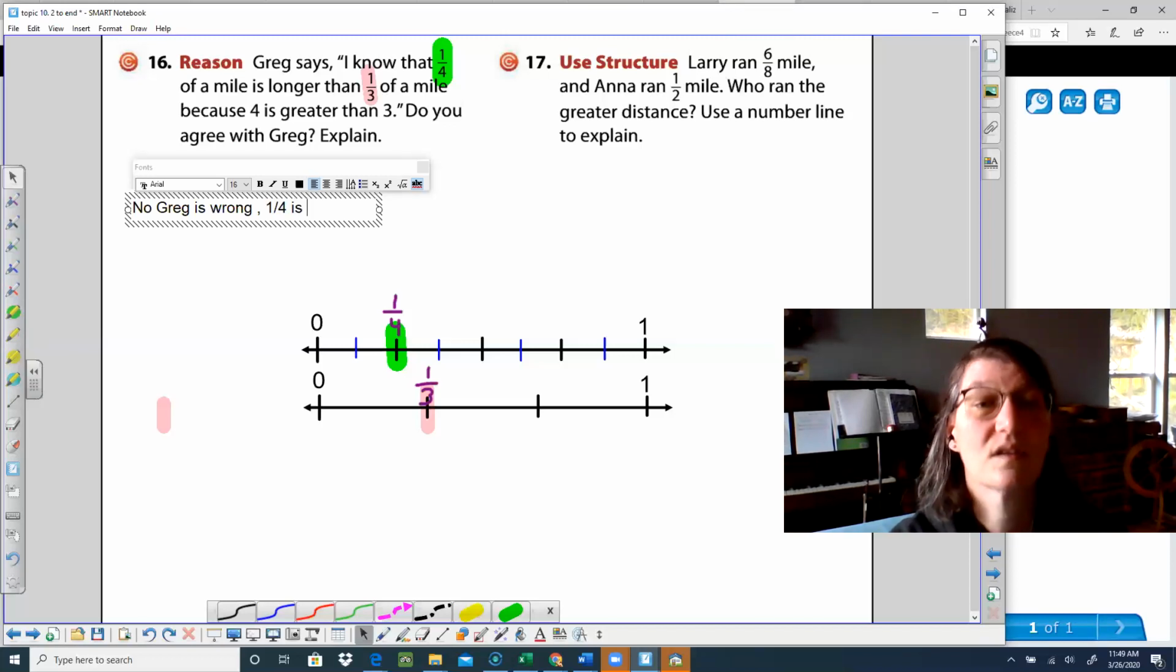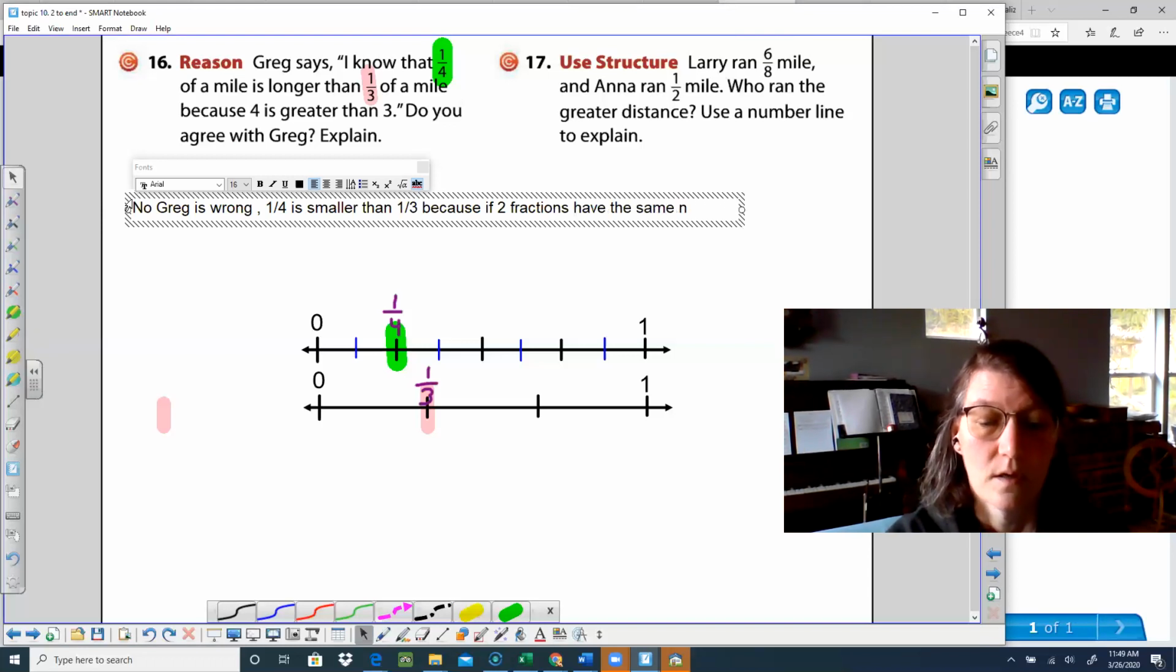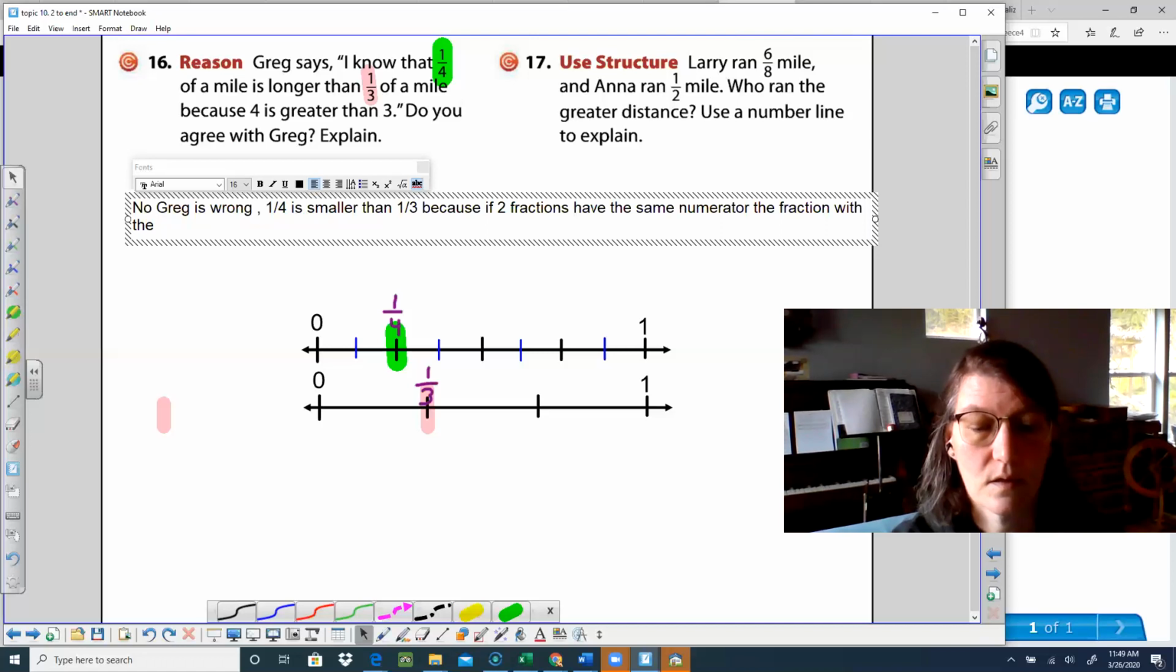1/4 is smaller than 1/3 because if 2 fractions have the same numerator, the fraction with the larger denominator is the smaller.